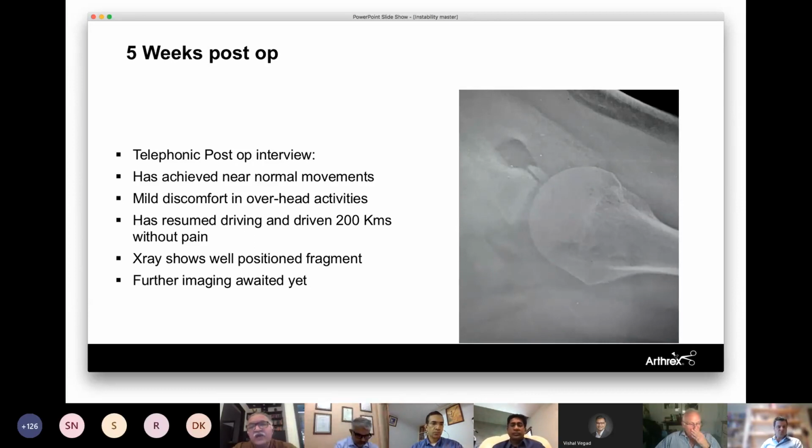So he had a well-positioned fragment, but the union was a bit of a concern. But 5 weeks is too early. Mark, can we go to the next slide?